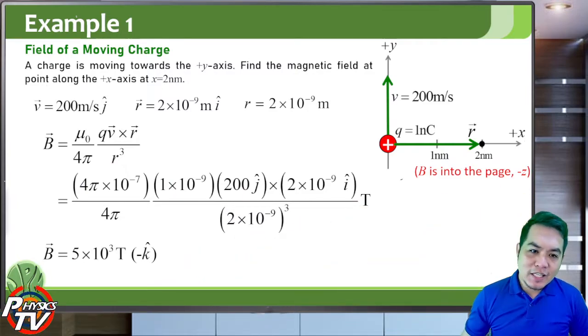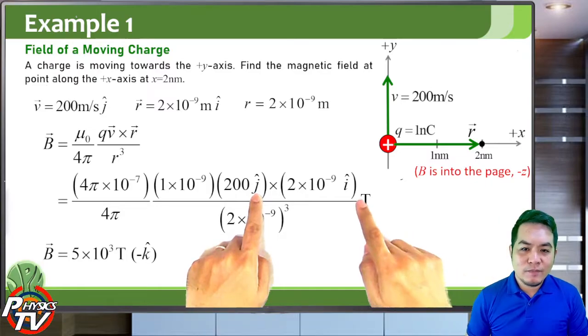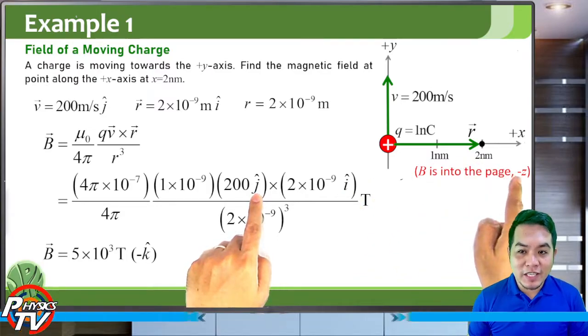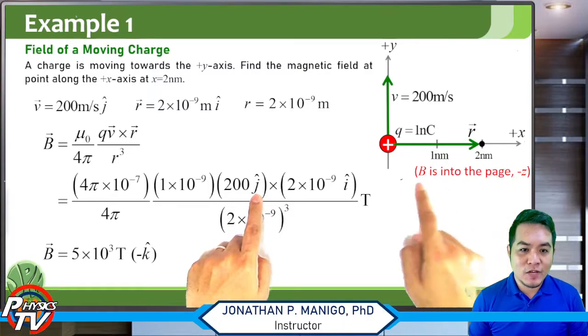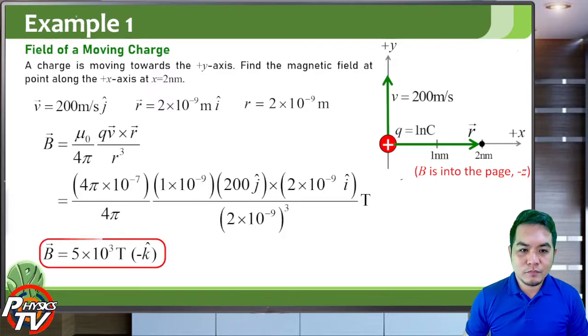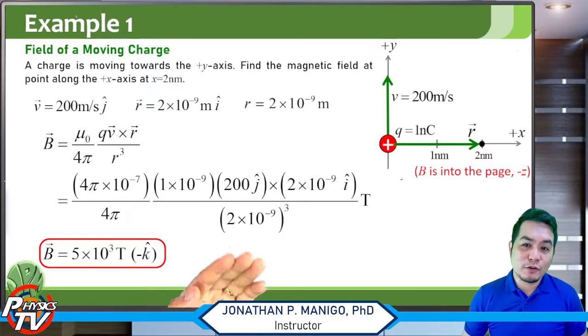So in this case, the magnetic field is 5 times 10 to the negative 3 Teslas, negative k hat, because j hat cross i hat is negative k hat. Just as we predicted, it's going to the negative z axis. So the negative k hat is the negative z axis. So the magnetic field is 5 times 10 to the negative 3 Tesla in magnitude, and the direction is negative z hat, or into the page.